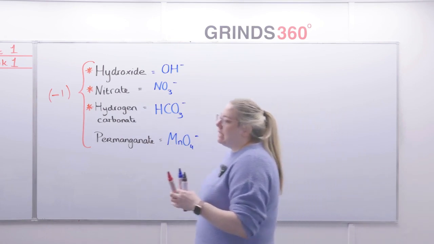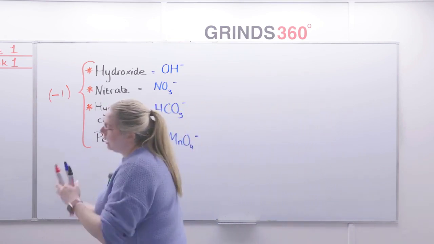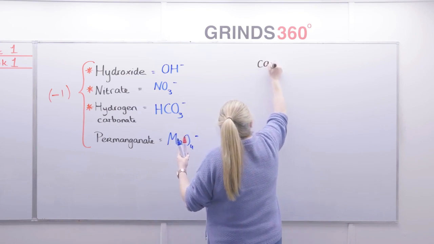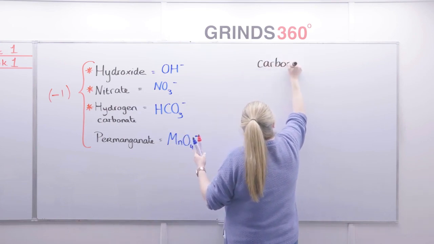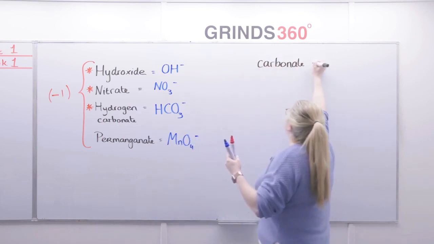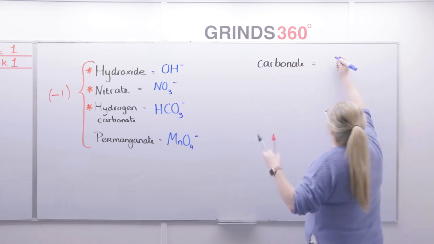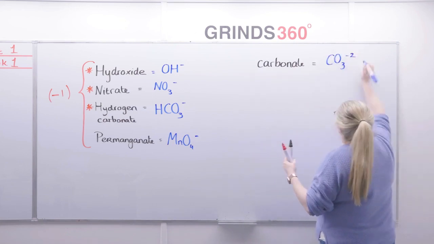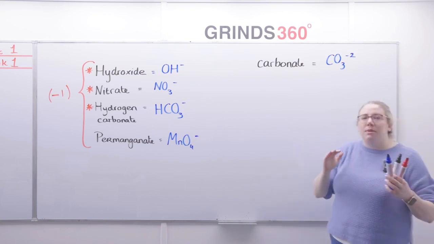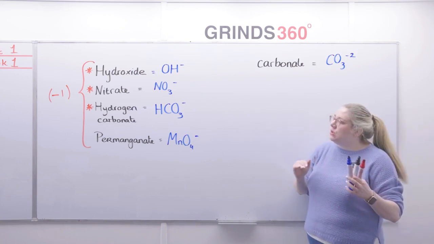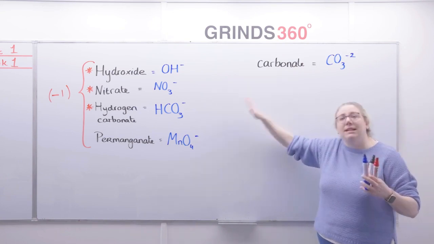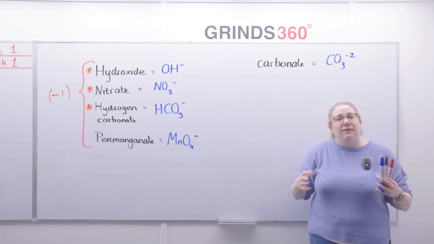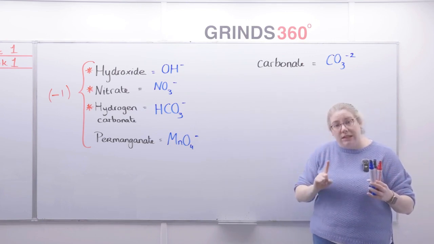Now, next, let's look at the -2s. So I have carbonate up first. It ends in ATE, so we know it's going to have oxygen and it has carbon in it. So this is CO3 -2. Now, one of the most common mistakes with formulas here is students mixing up the hydrogen carbonate with the carbonate. It's actually not the atoms itself, it's actually the charge. So you need to be careful here.